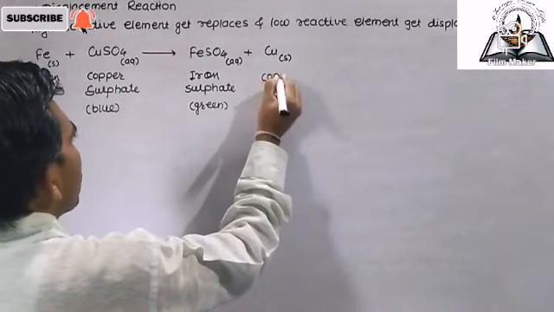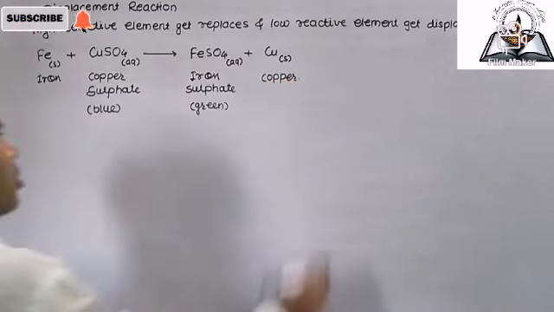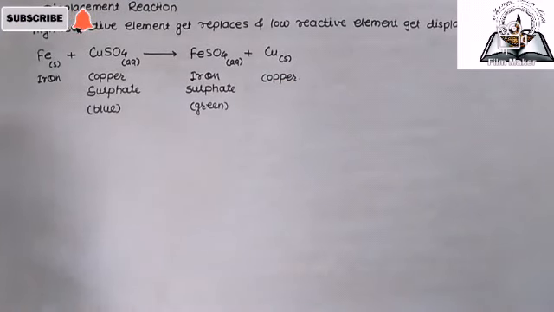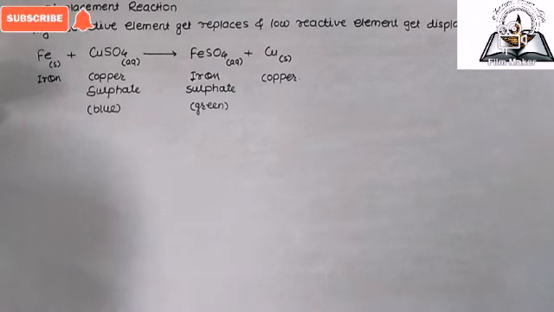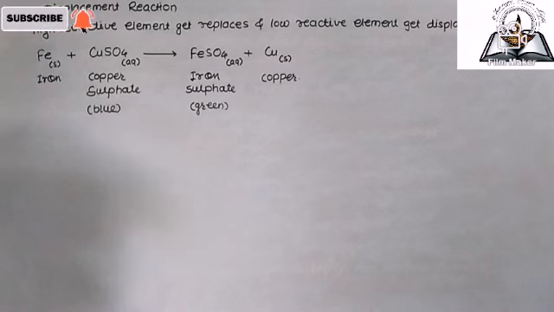So why does this reaction occur? The reaction is caused due to the difference in reactivity. Iron is more reactive as compared to copper. So iron comes in place of copper and copper gets displaced. So this is a displacement reaction.